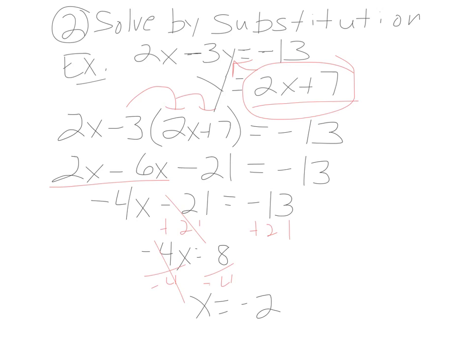Now we have x, we also need y. So we're going to plug the negative 2 back in for x into either of the two original equations. The easiest one to plug into is the one that has y by itself. So I'm going to put the negative 2 in for x in the second equation.